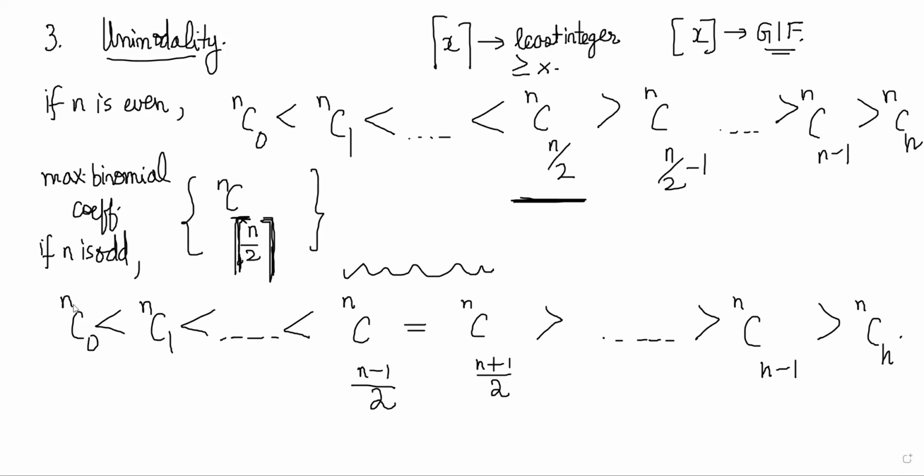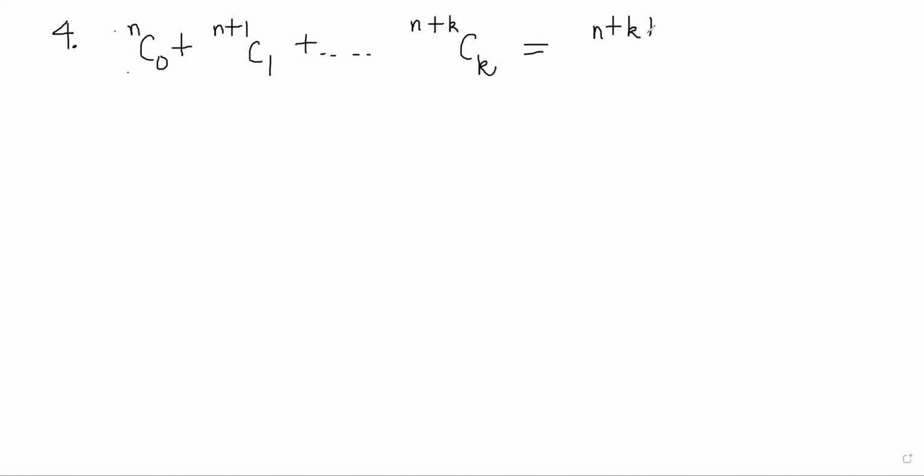Now we look at some other properties which are very standard and interesting. So let's look at this one first: nC0 plus (n plus 1)C1 and so on till (n plus k)Ck. So what is happening? You are adding 1 to the subscript and the superscript. Both of them are getting increased one by one till (n plus k)Ck. This will be equal to (n plus k plus 1)Ck. That is the property. How do you prove this?